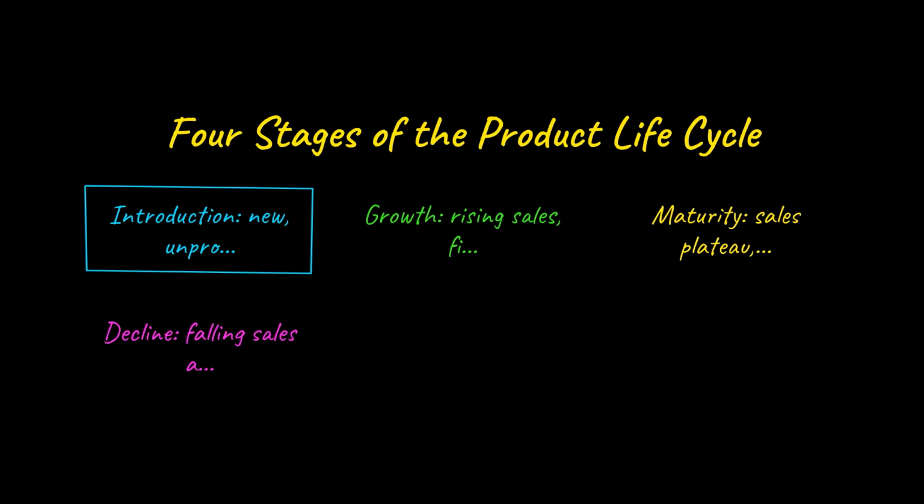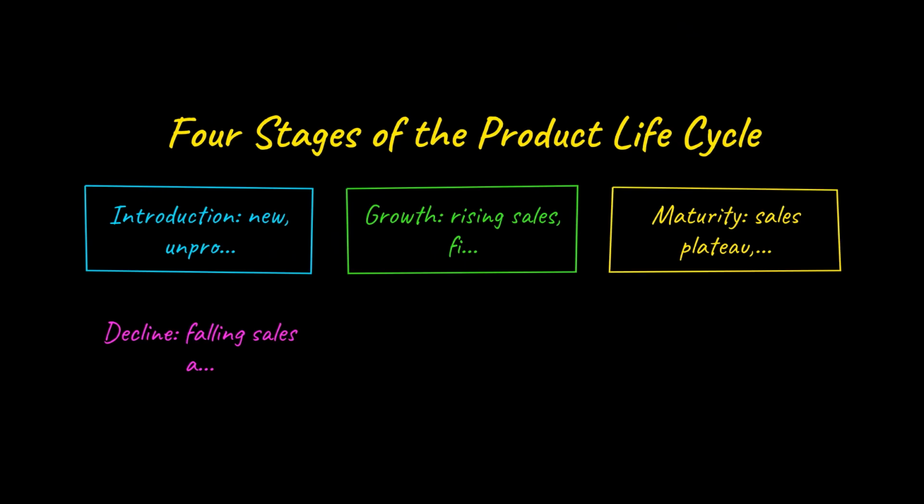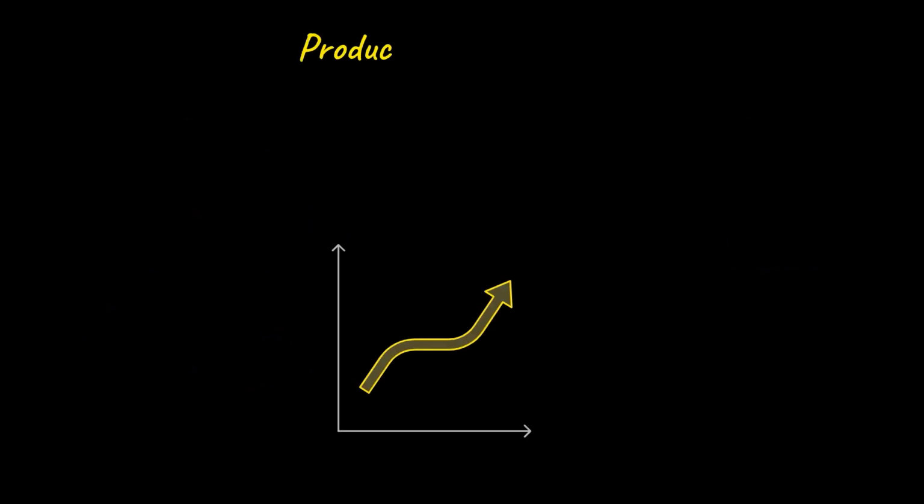Every product moves through a predictable sequence of 4 stages, each with its own pattern of sales, profits, and competition. Understanding these stages helps you identify where a product stands just from a description of how it's performing. The 4 stages are introduction, growth, maturity, and decline. In introduction, the product is new and not yet profitable. In growth, sales climb fast and first profits arrive. In maturity, sales flatten and competition peaks. In decline, both sales and profits fall.